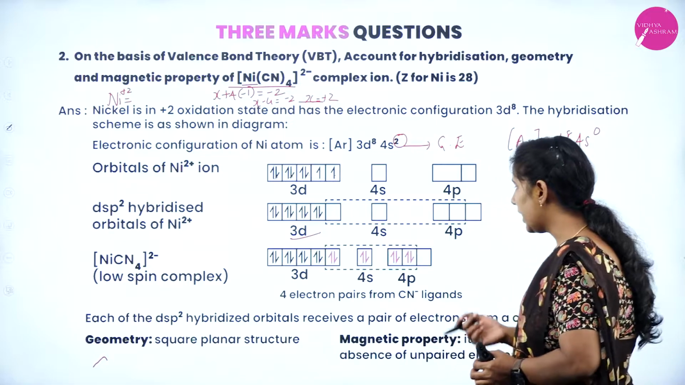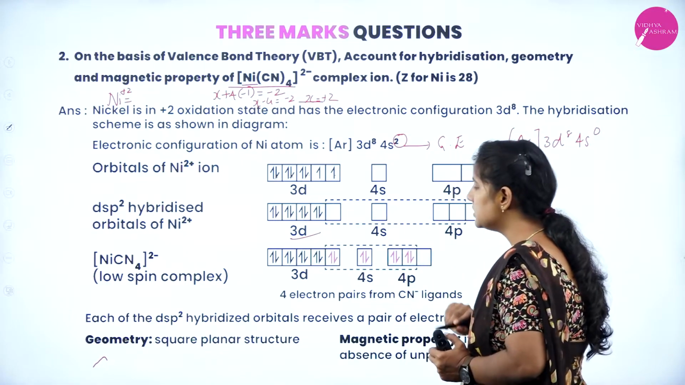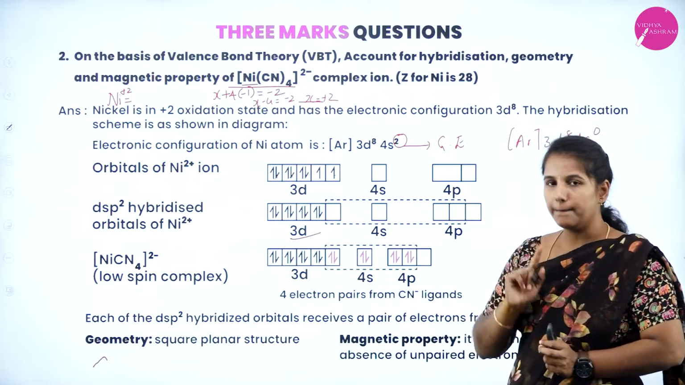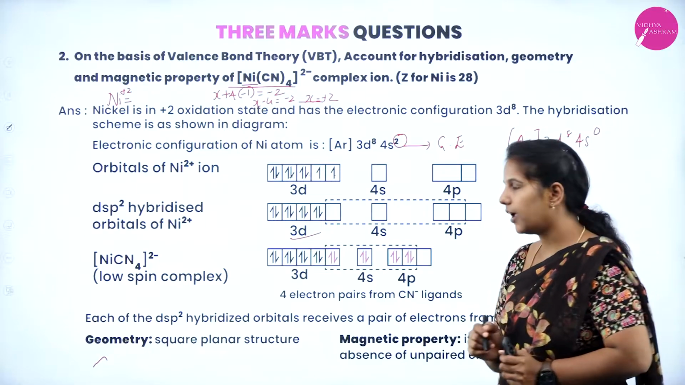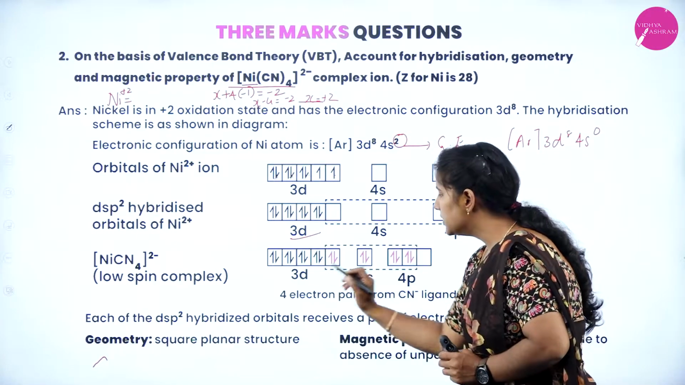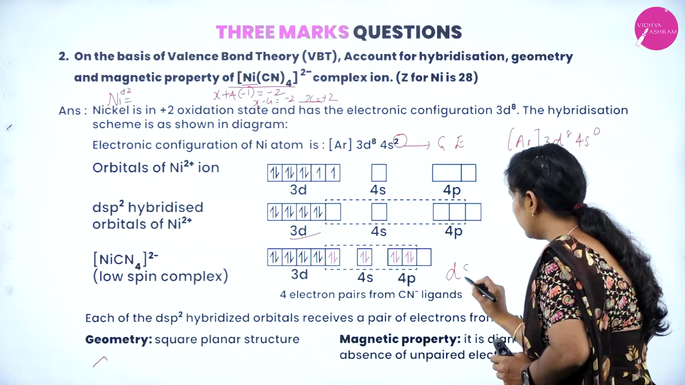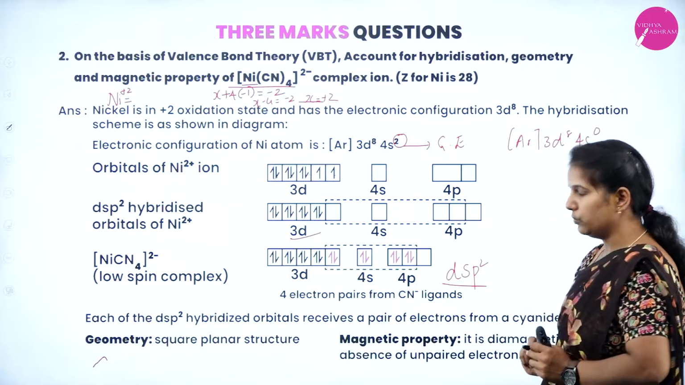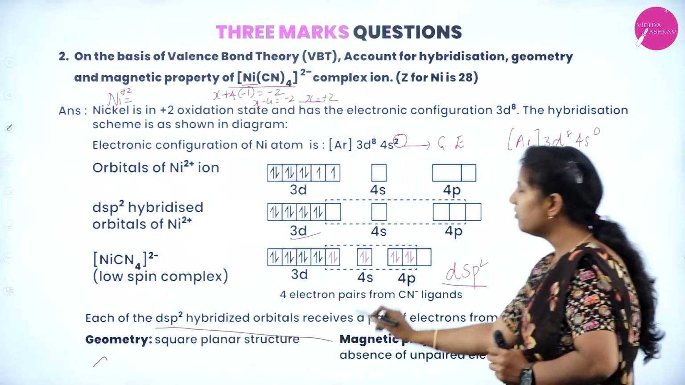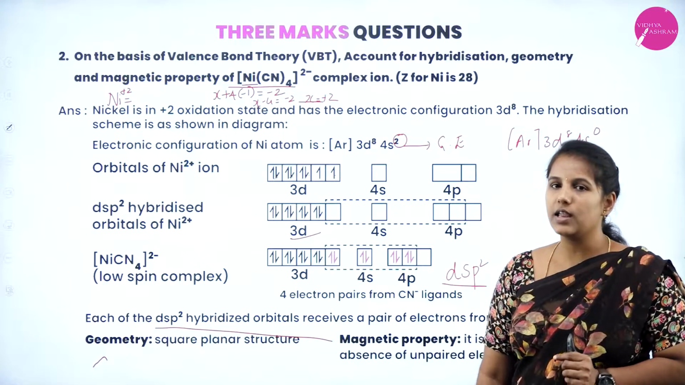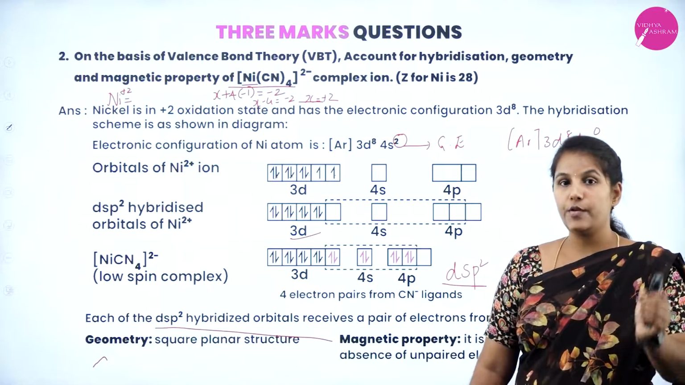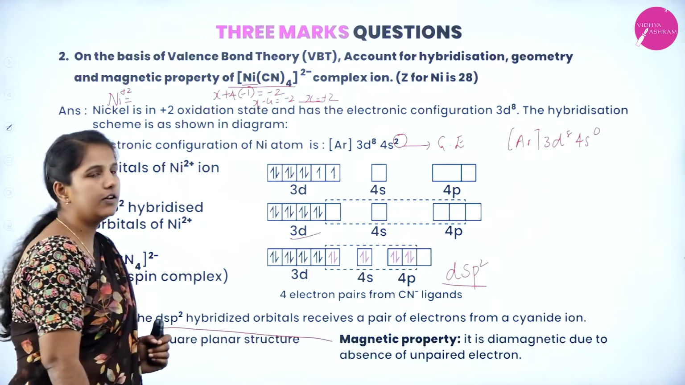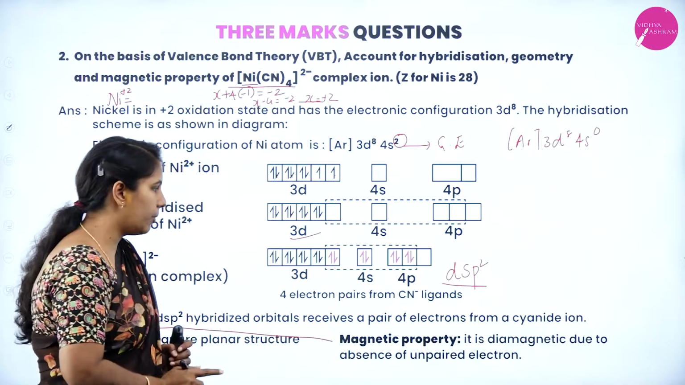Correct? So that is why we are taking 1 orbital of the 3d, 1 orbital of the 4s, and 2 p orbitals. 2 p orbitals we are taking. So what will be the hybridization now? There is only 1 d, 1 s and 2 p. So the hybridization will become dsp2. So the hybridization of the tetracyanide ion is dsp2.